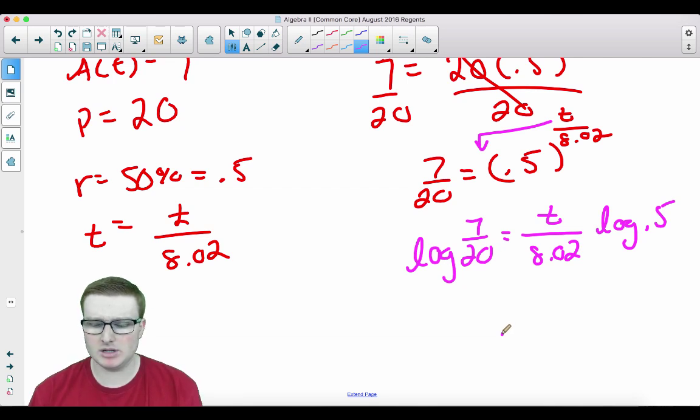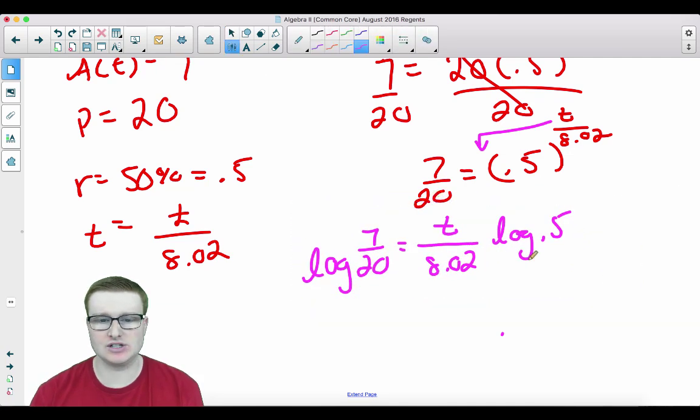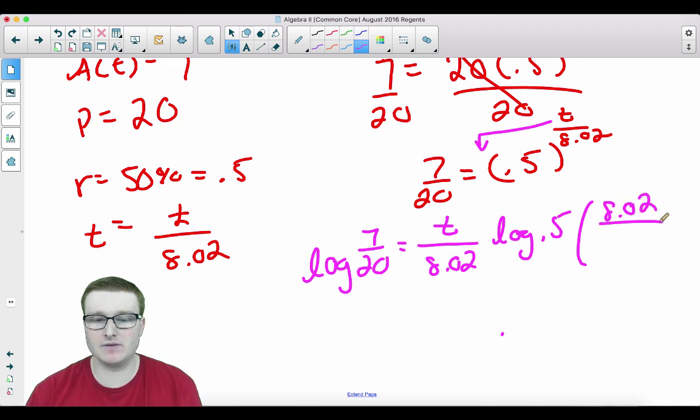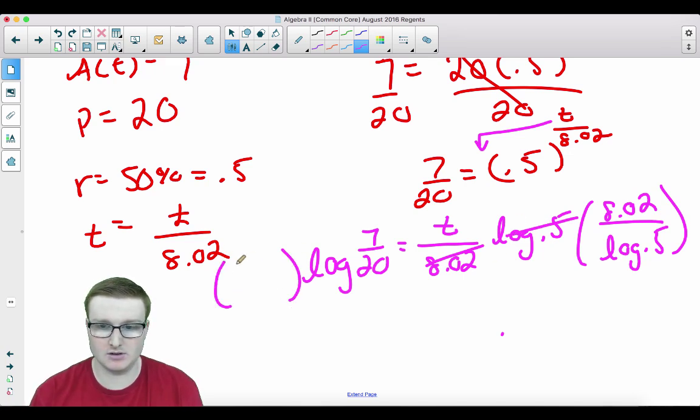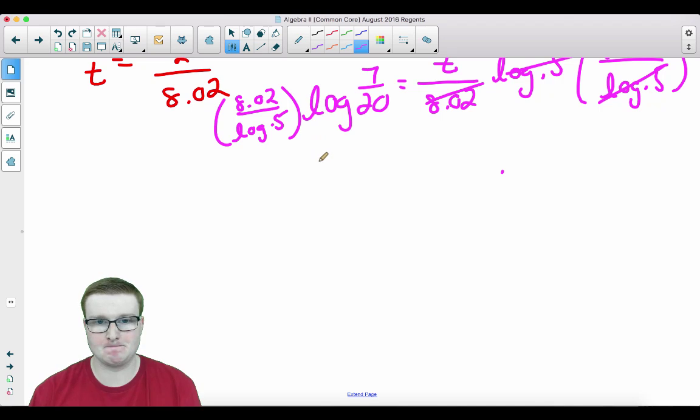Now what we're going to do is multiply by the reciprocal on the right-hand side. The reciprocal is 8.02 divided by the log of 0.5, because, again, we want to solve for that t. So these cancel. I'm going to multiply on this side over here by 8.02 divided by the log of 0.5. So when we get this, we get t equals, let's go ahead and plug this in.